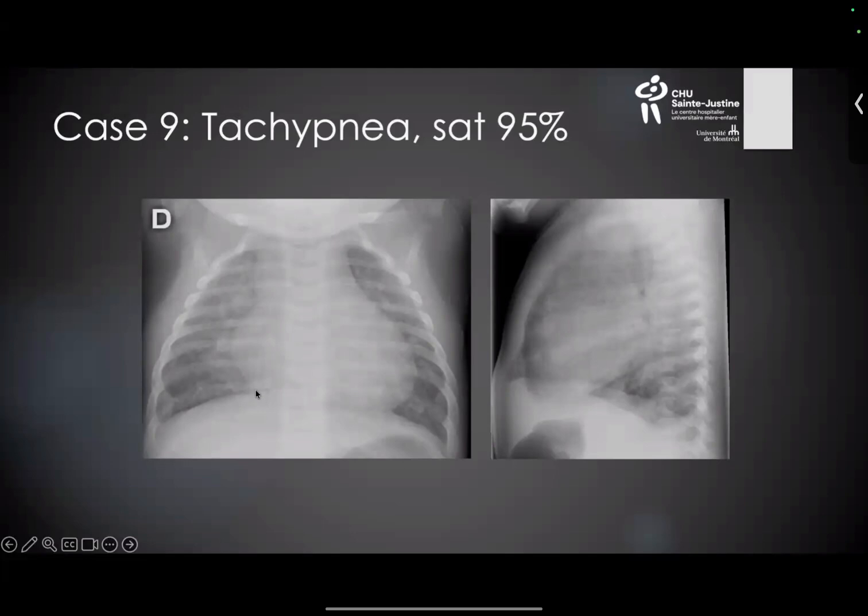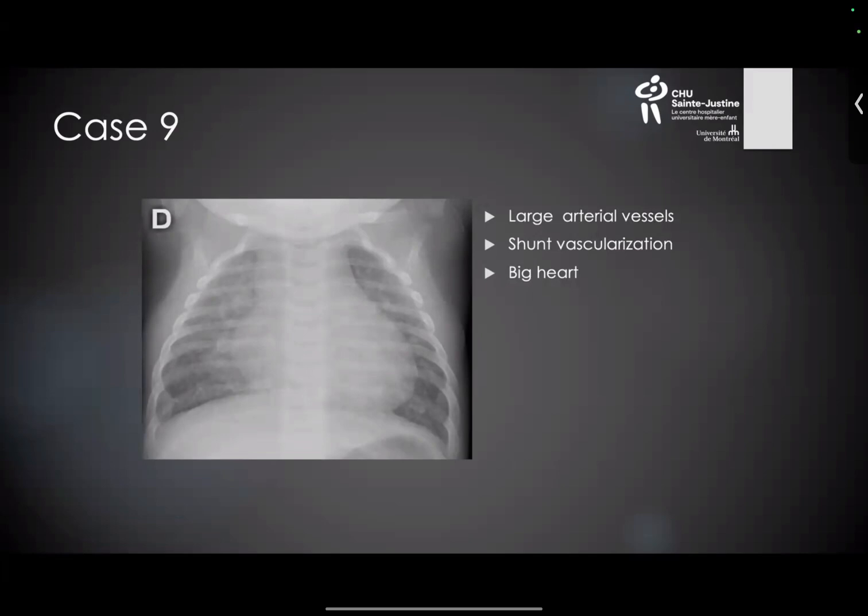So next thing, the vascularization. How is the vascularization of the baby? When I talk vascularization, I talk about the pulmonary arteries of the baby. So here you have big pulmonary arteries. So the lung vascularization is increased in a non-cyanotic baby. It looks like a shunt. So this is an example of shunt vascularization with a big heart and large arterial vessels, which in that case was a large VSD.